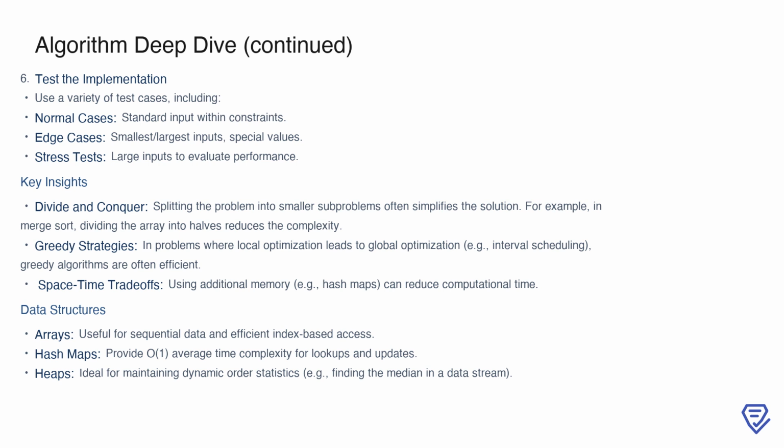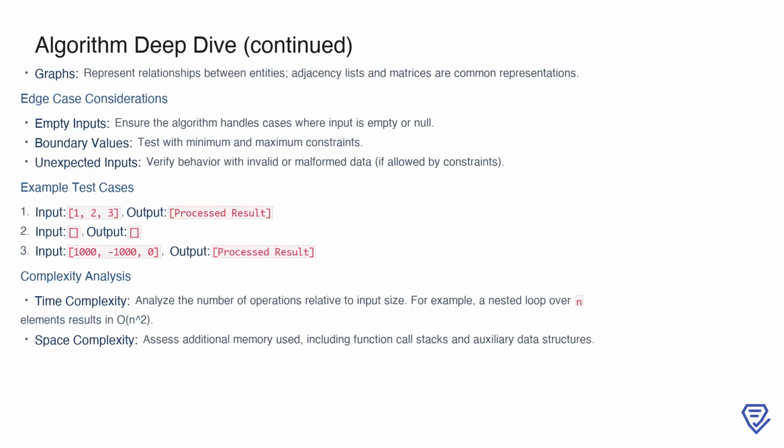The choice of data structures also plays a significant role. Arrays are great for sequential data and efficient indexed access, hash maps allow constant average time complexity for lookups and updates, and heaps are ideal for maintaining dynamic order statistics like finding medians in real time. Graphs are another powerful data structure, particularly useful for representing relationships between entities. Common representations include adjacency lists for space efficiency and adjacency matrices for quick edge lookups.